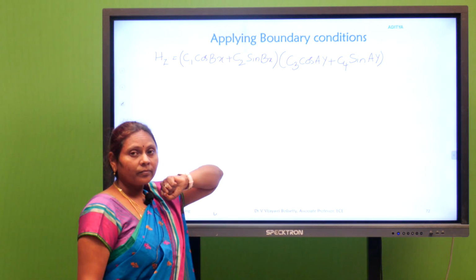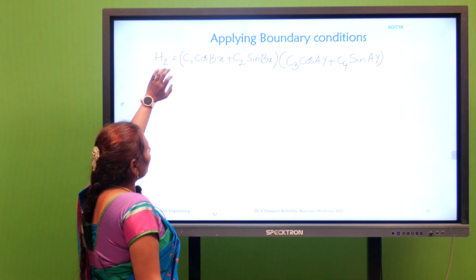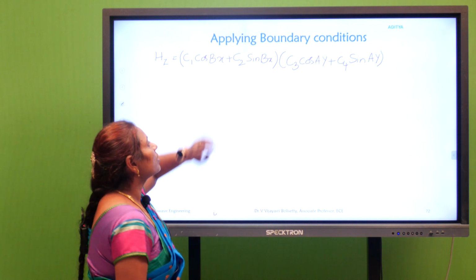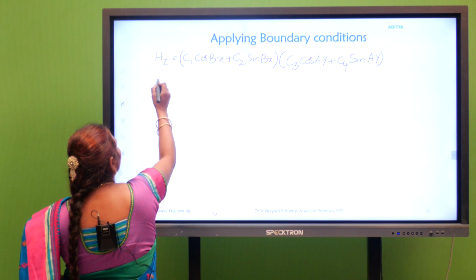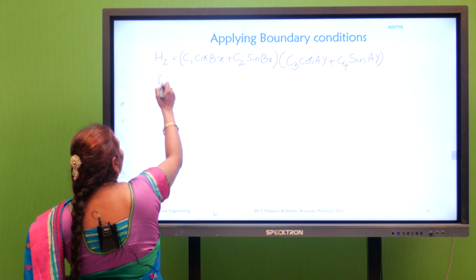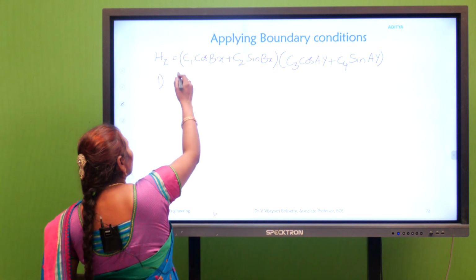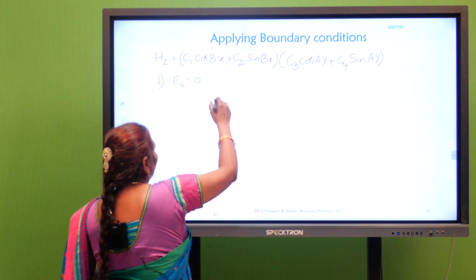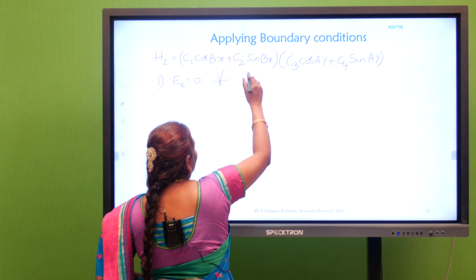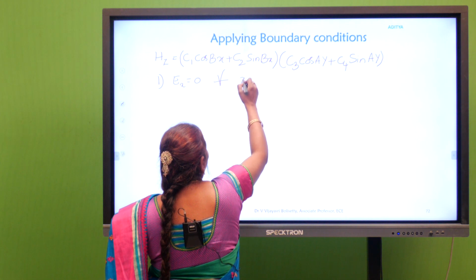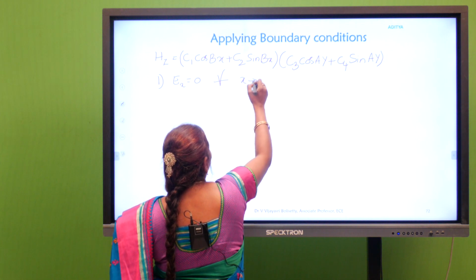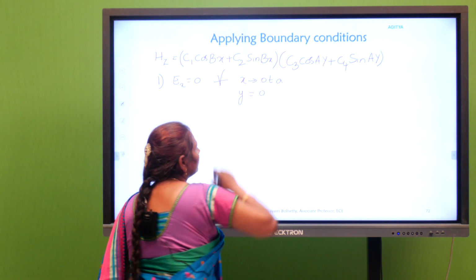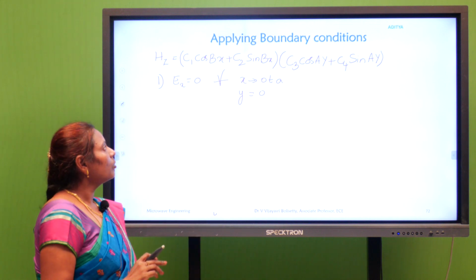Now let us see, applying the boundary conditions one by one, let us derive these arbitrary constants. We will reduce these arbitrary constants. For example, if we consider the first boundary condition, it says that Ex is equal to 0 for all x changing from 0 to a, where y is equal to 0.